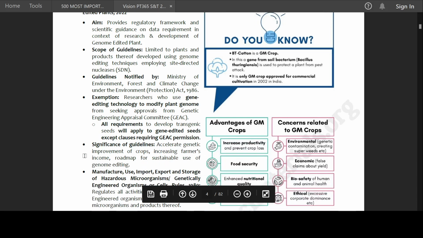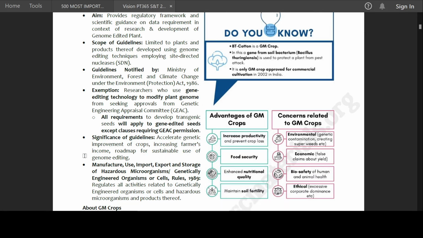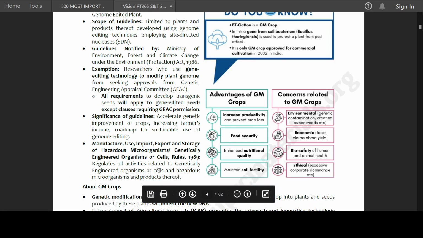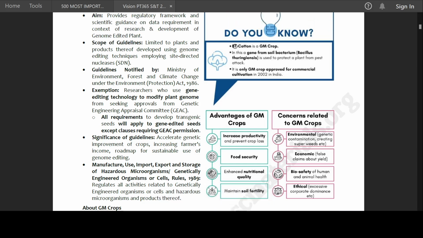Significance of guidelines: they accelerate the genetic improvement of crops. The guidelines cover manufacture, use, import, export, and storage of hazardous microorganisms, genetically engineered organisms, or cells Rules 1989. All those are covered under this one. Do you know that BT cotton is a genetically modified crop? In this, a gene from a soil bacterium called Bacillus thuringiensis is used to protect a plant from pest attack. So it is a static part, but one of the important points you should know when it comes to BT cotton: it is the only GM crop approved for commercial cultivation, in 2002 in India.